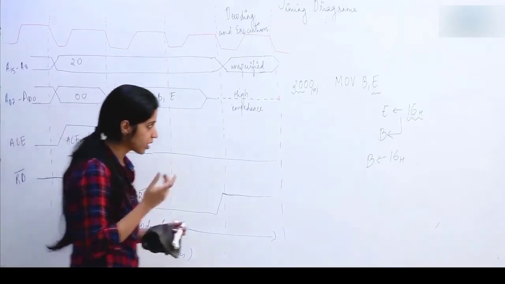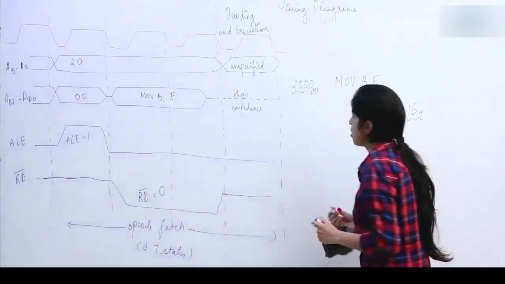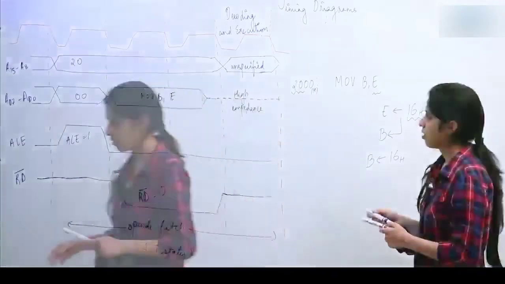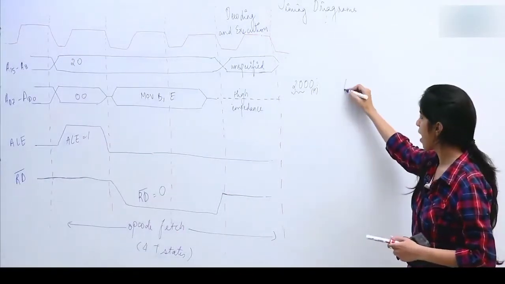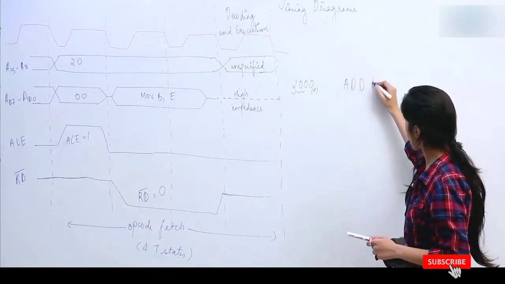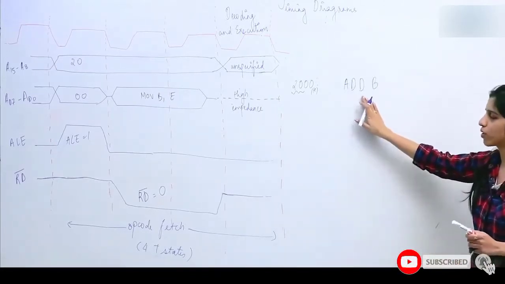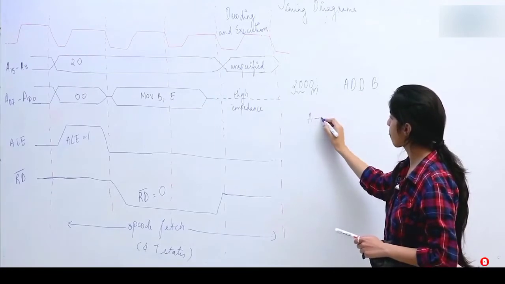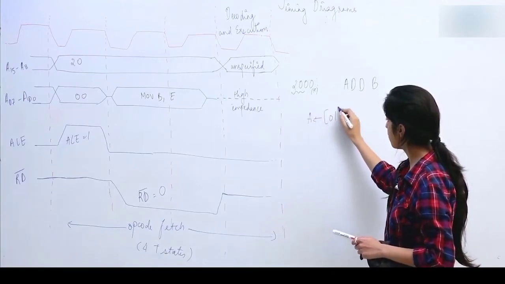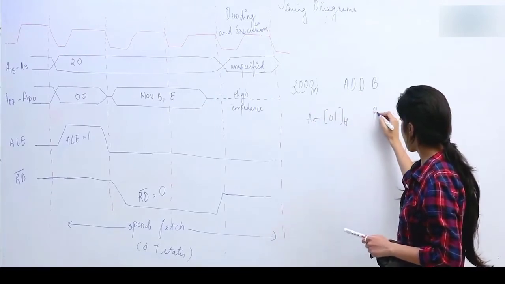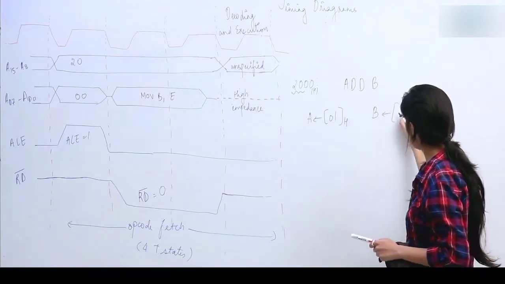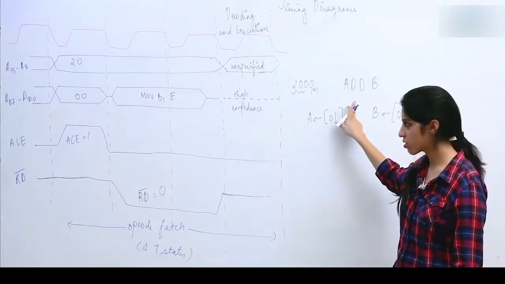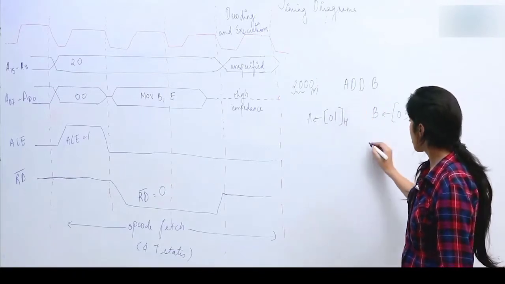Similarly, suppose we have some other operation. Let us assume we have gotten the instruction ADD B. First just look at what this instruction is going to do. Suppose the contents of accumulator were 01 and contents of register B were 05. Now after I execute this instruction, what is going to happen?